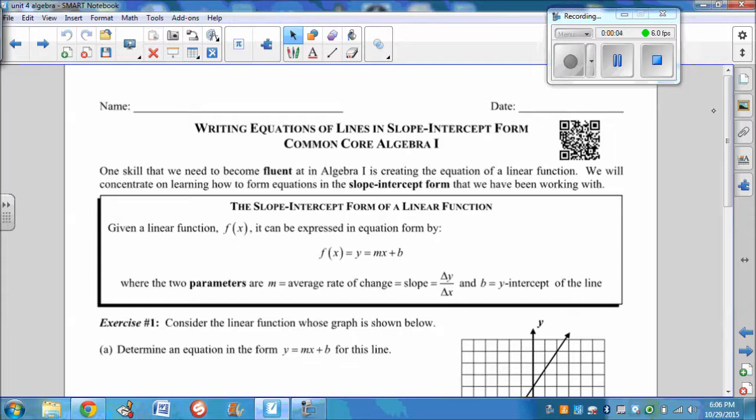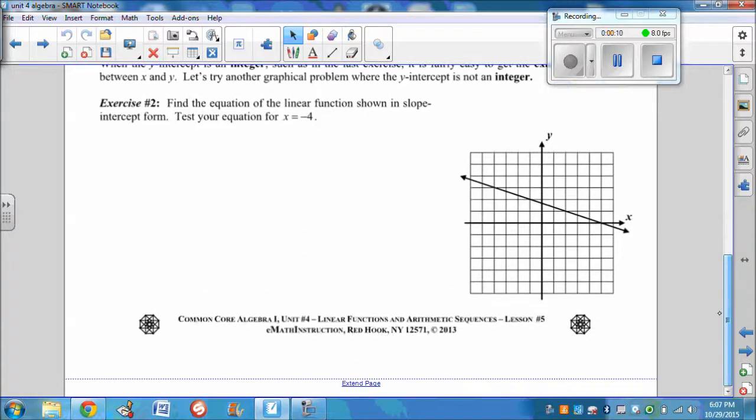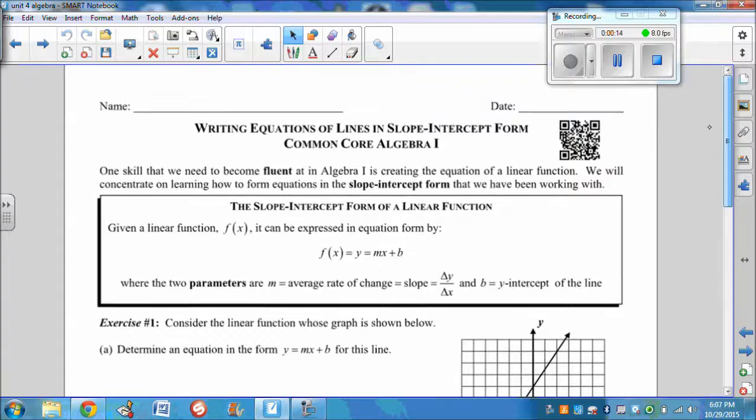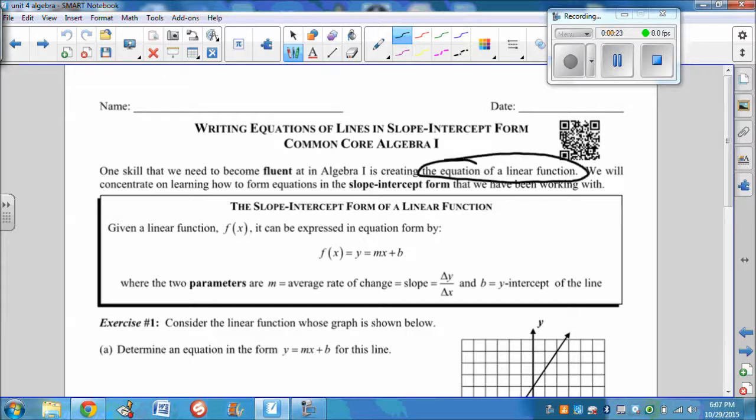Writing equations of lines in slope-intercept form. So right now you should be on lesson 5. Okay, we skipped over lessons 3 and 4, so make sure you're on lesson 5. And it says one skill that we need to become fluent in is writing equations, creating equations of a linear function. So we need to be really quick at that.